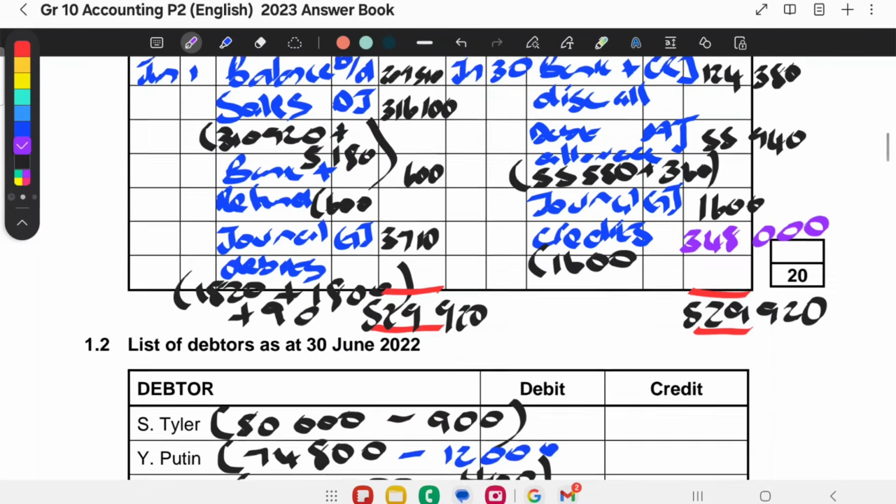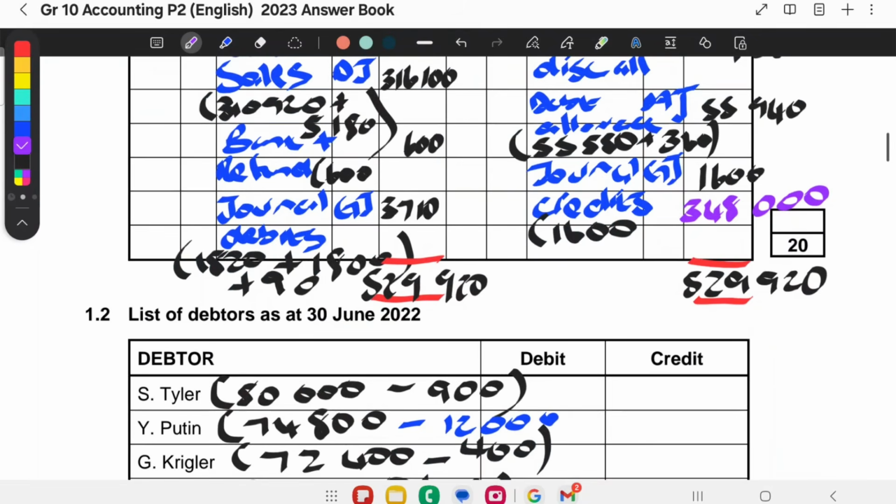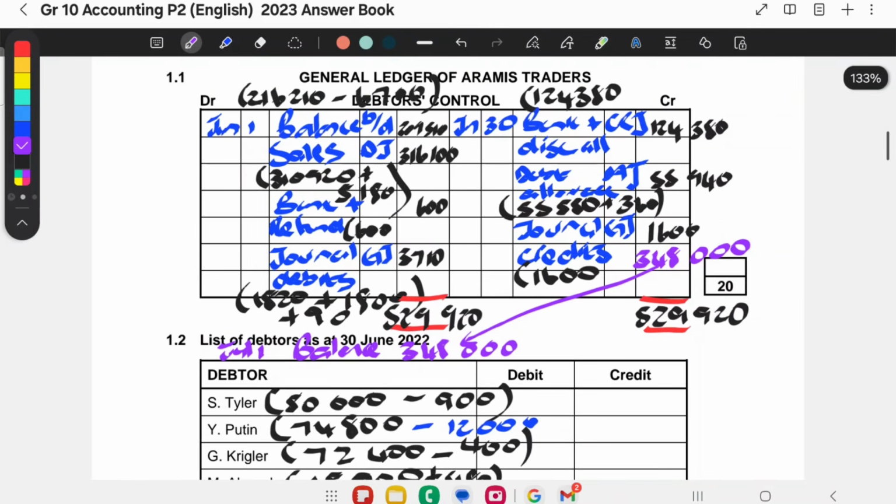Okay. And then you bring it down. So you bring that balance down. I just don't have space, but yeah, you will write it here, the first of the next month. So that is July. And you write balance. And this balance is 348,000. Okay, and it should look something like that.